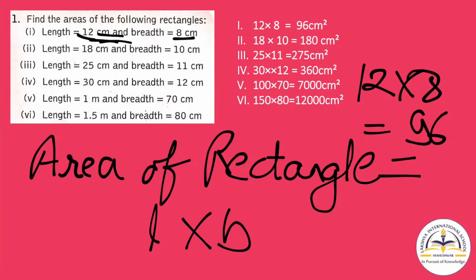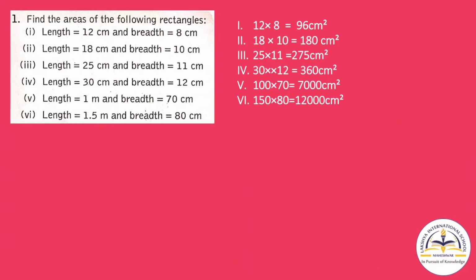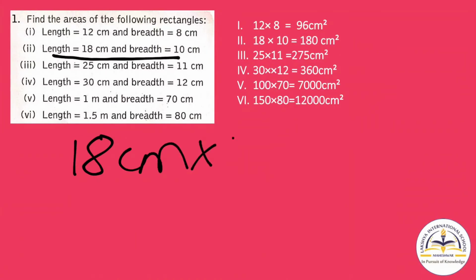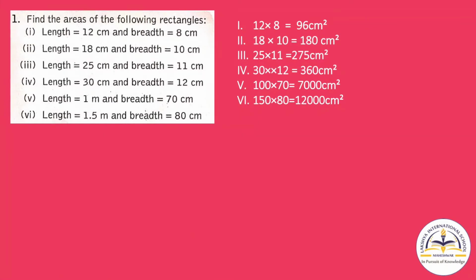The quantity is centimeter and centimeter. Centimeter multiply centimeter, it will become centimeter square. So the answer will be 96 centimeter square. Now the second question, length it is given 18 centimeter and breadth equals to 10 centimeter. 18 tens are 180 and unit centimeter square. Now question number third, 25 centimeter is length and 11 centimeter is breadth. So 25 into 11, that is 275 centimeter square.